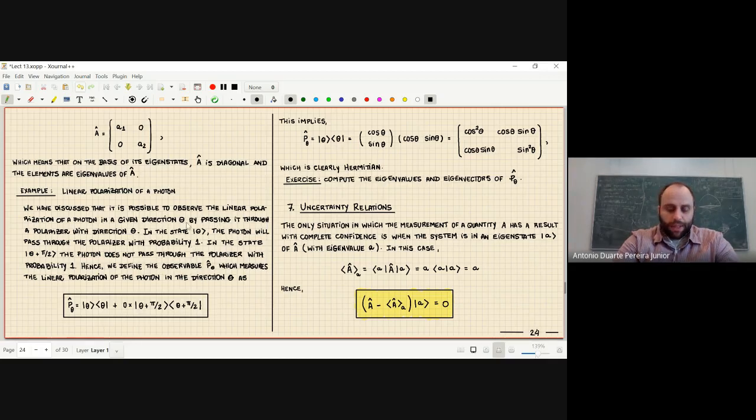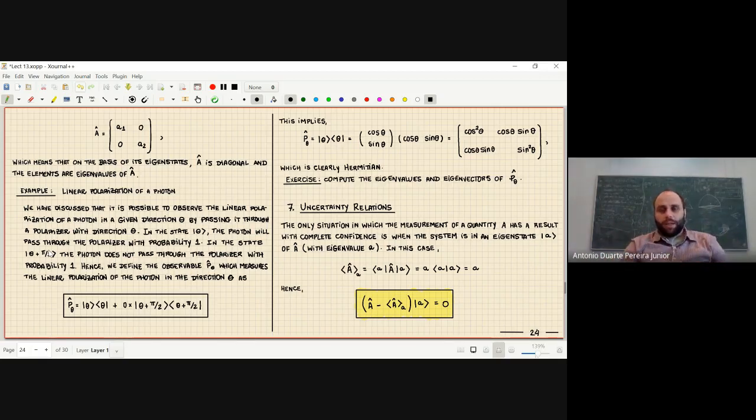However, if the state is theta plus pi over 2, namely, if the photon now is prepared in a state that is orthogonal to the direction of the polarizer, you know that no photon will cross the polarizer. In other words, the probability of seeing a photon on the other side of the polarizer is 0. Or you can phrase it differently. The probability of not seeing a photon on the other side is 1. Okay?